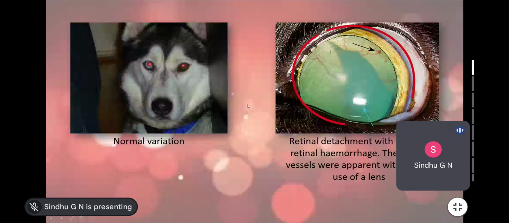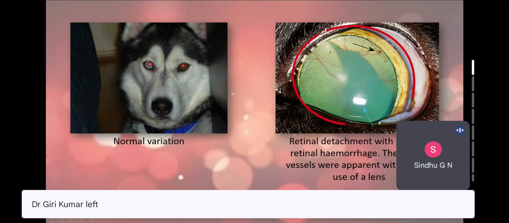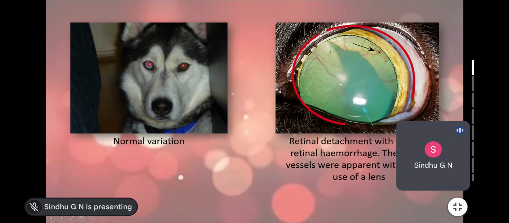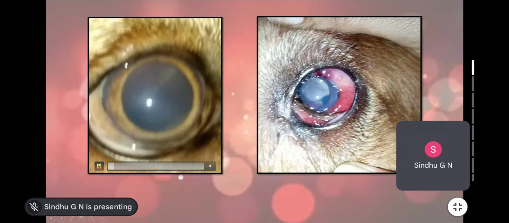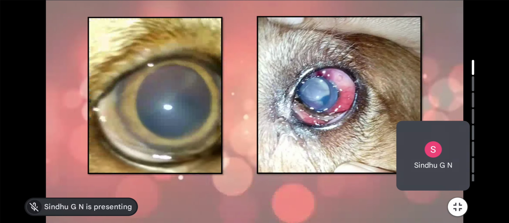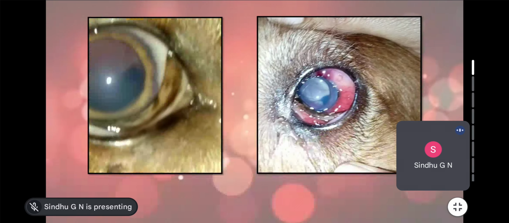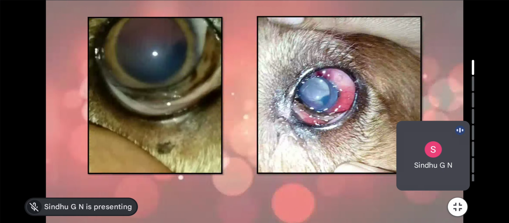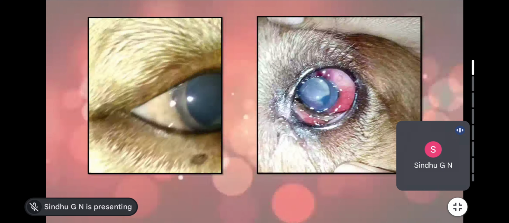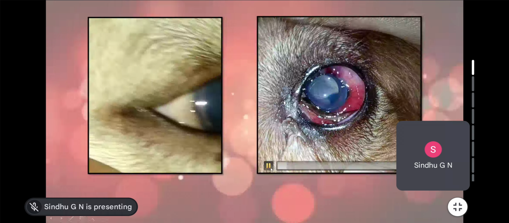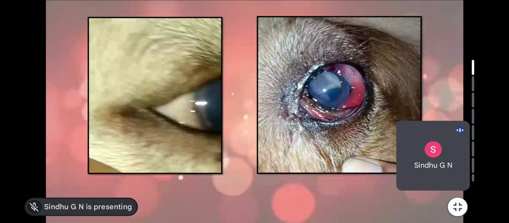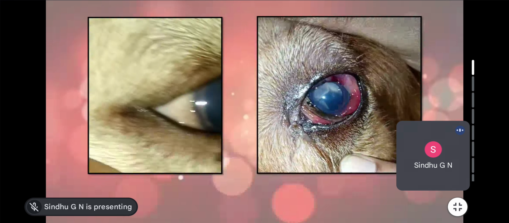Here there is a retinal detachment with small hemorrhagic spots. And the retinal vessels we can see without the use of a lens. These are also retinal detachment. It's not that clear, but I hope it is visible that we can see a white veil kind of structure, which is a detached retina. And the pupil is completely dilated. Here also, we can see all the vasculature, optic disc and all without the use of an ophthalmoscope or a magnifying lens.